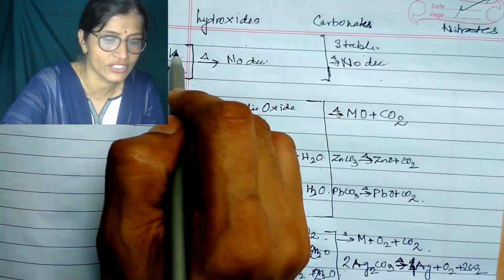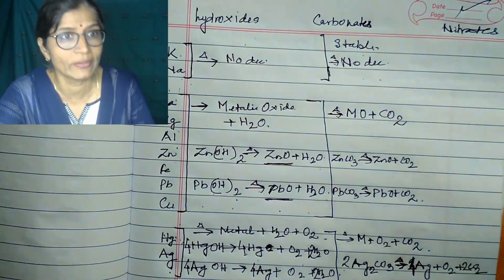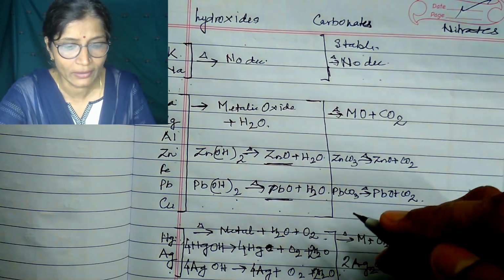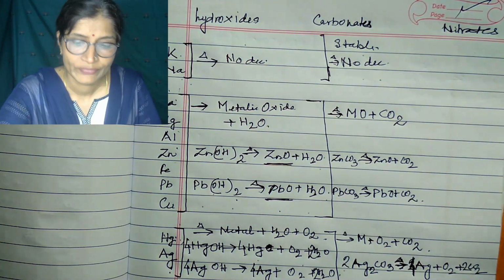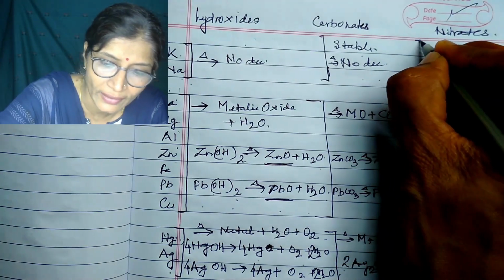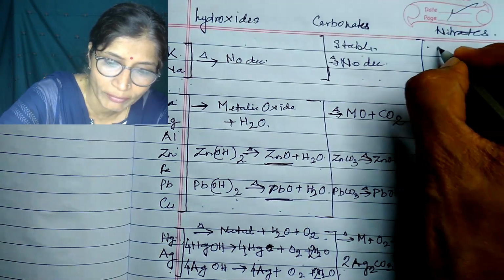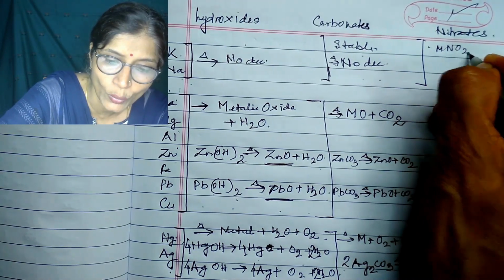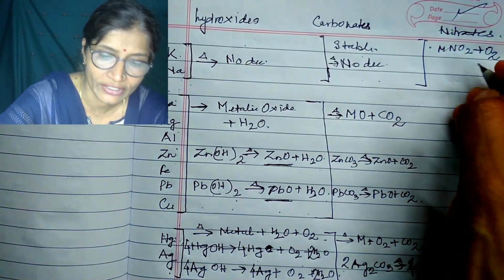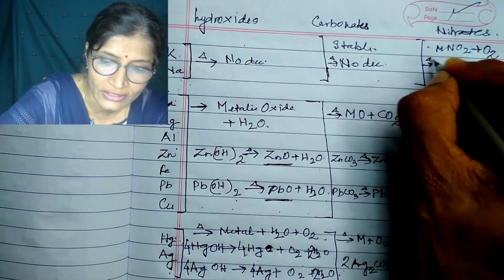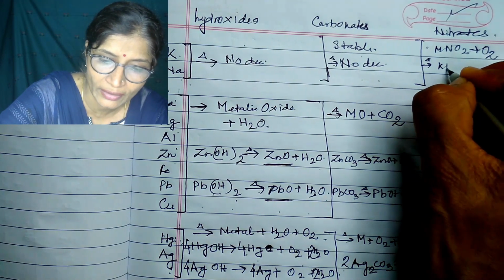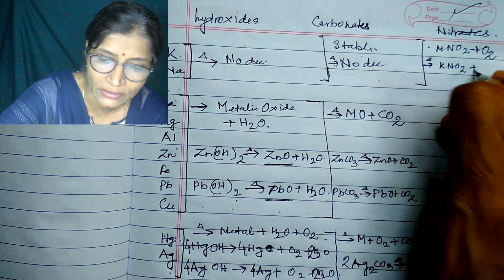Potassium nitrate and sodium nitrate are not so stable, so they will decompose, but they give the nitrite of the metal and oxygen gas. So potassium nitrate, KNO3, when it is heated, gives potassium nitrite, KNO2, plus oxygen.